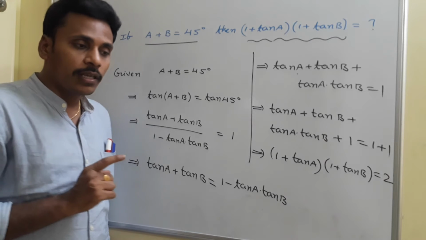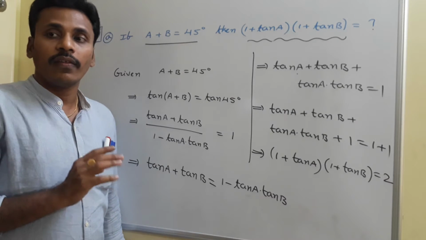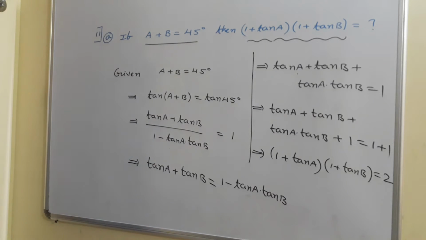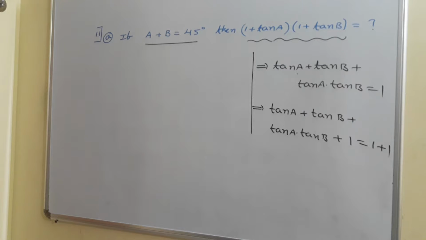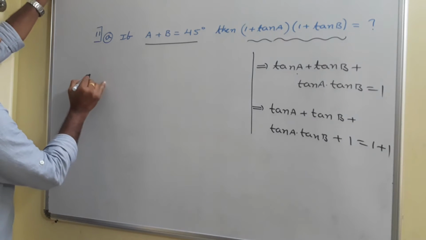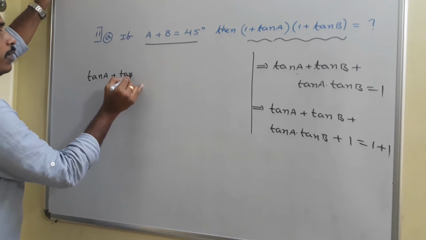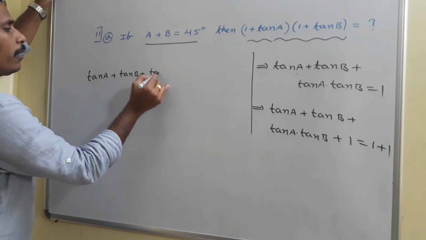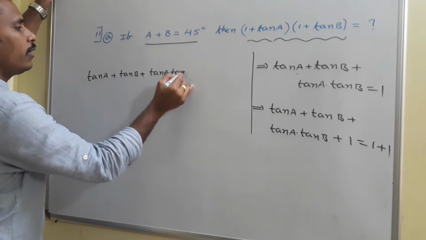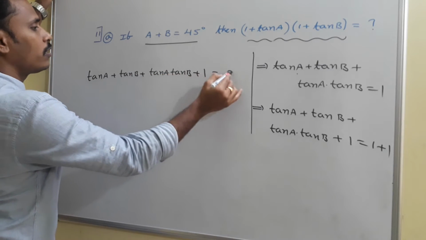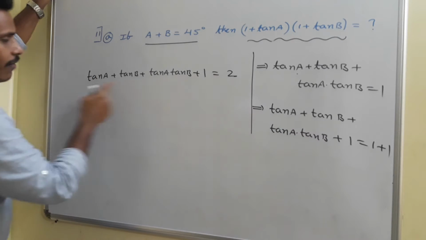So if a plus b is equal to 45 degrees, then 1 plus tan a into 1 plus tan b is equal to what? 2. Just have a look. If you still have any confusion, just start from here. What I have here is tan a plus tan b plus tan a into tan b plus 1 is equal to 2. This is what I have in my hands.